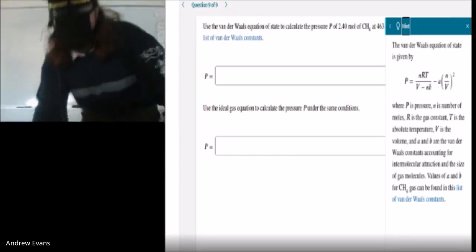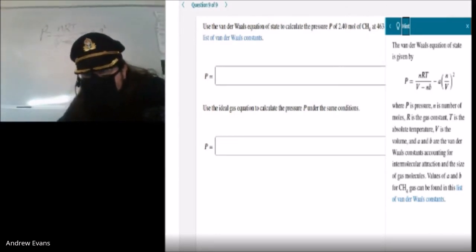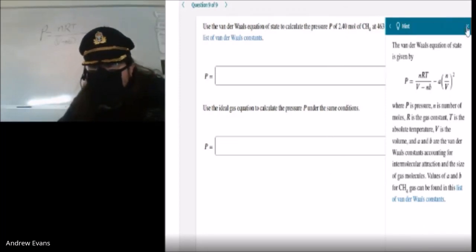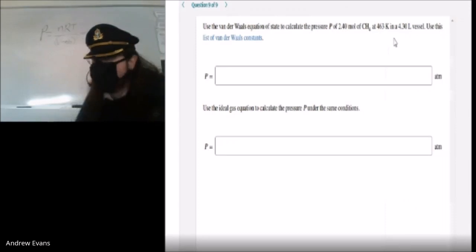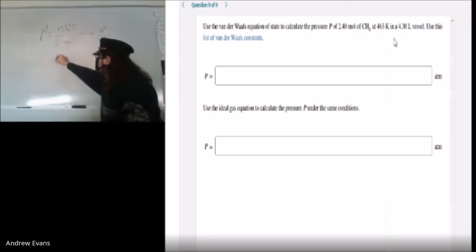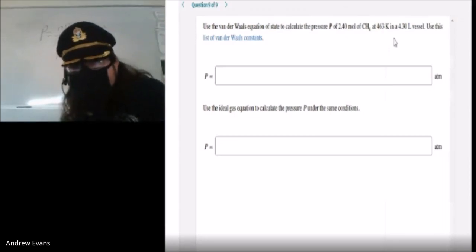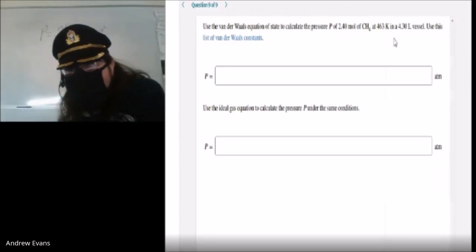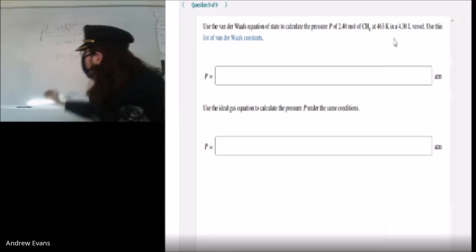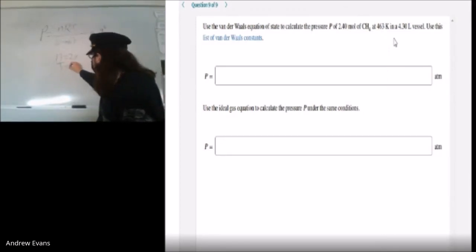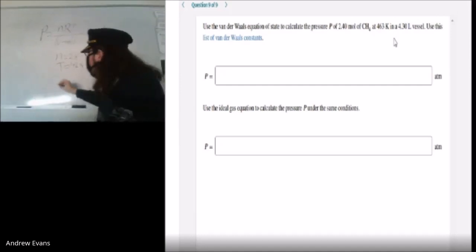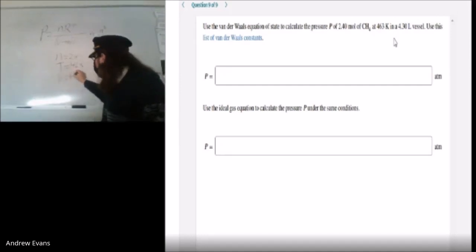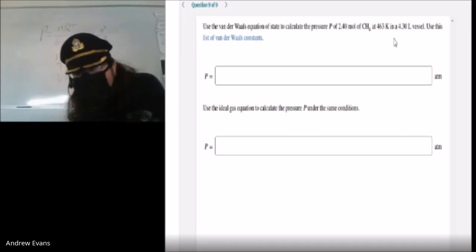We're going to need the list of van der Waals constants in a minute. But let's look at what they give us. They give us moles is 2.4. They give us temperature is 463, and volume is 4.3. And they want the answer in atmospheres.